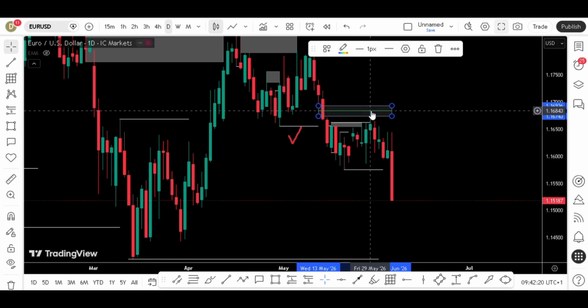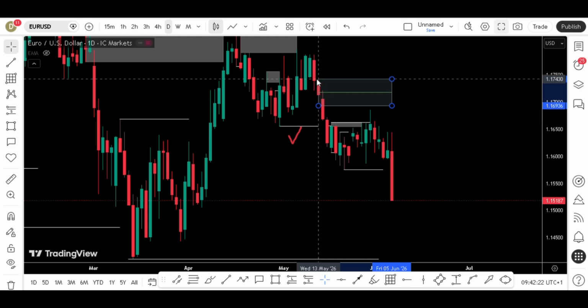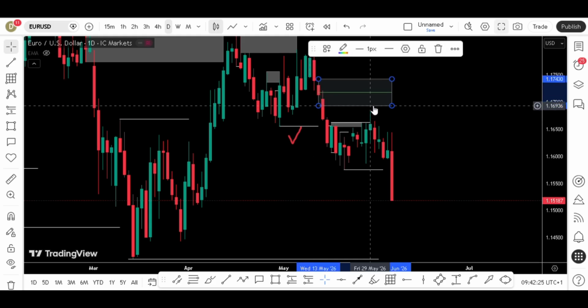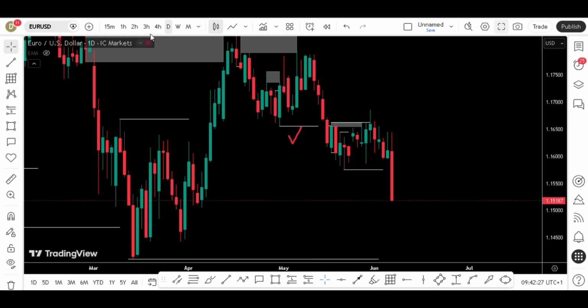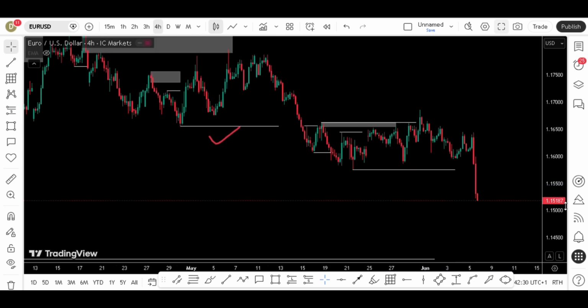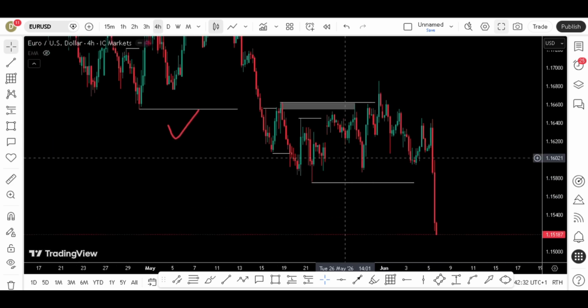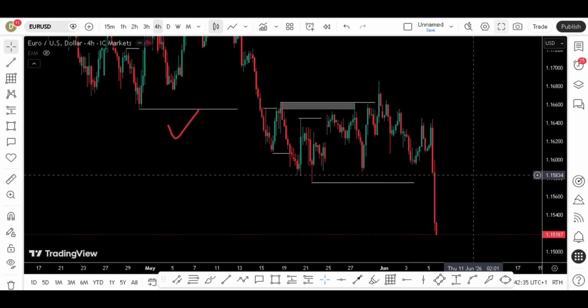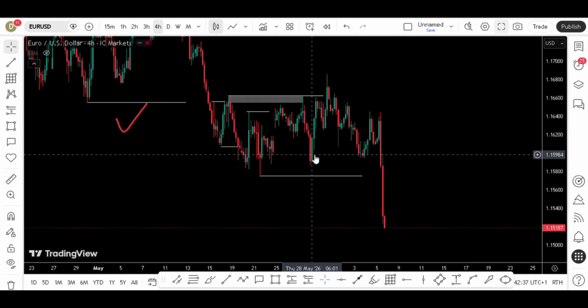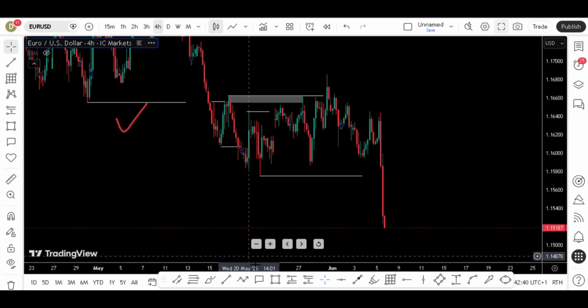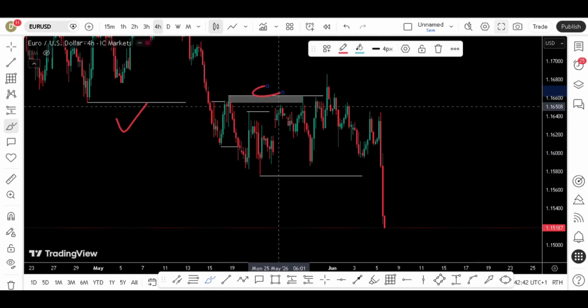And I see the market mitigate this fair value gap, but I would have preferred it if the market mitigates this other block. Then I will go to probably 1 hour and start looking for sell again. But this is what the market did. So I stay away. I don't want to engage in this market. In fact, I was looking at this as a change of character, because this is already change of character for me in 4 hours.